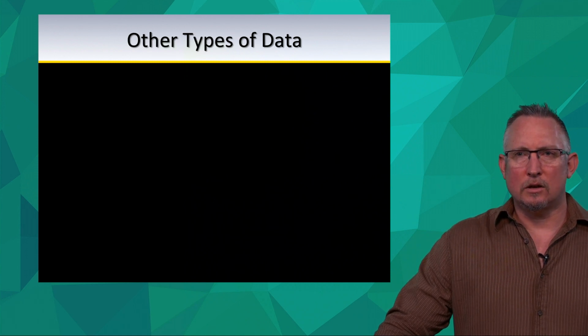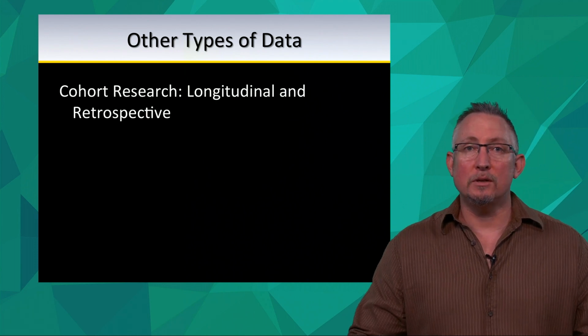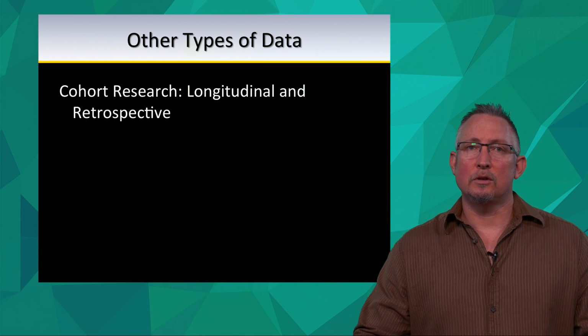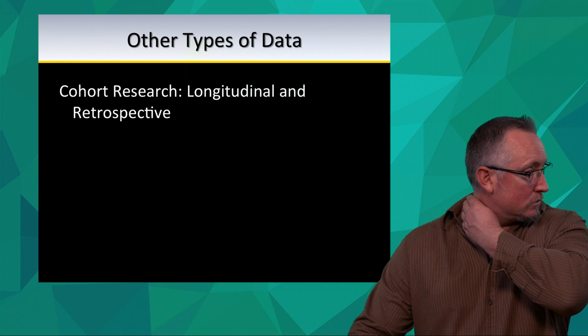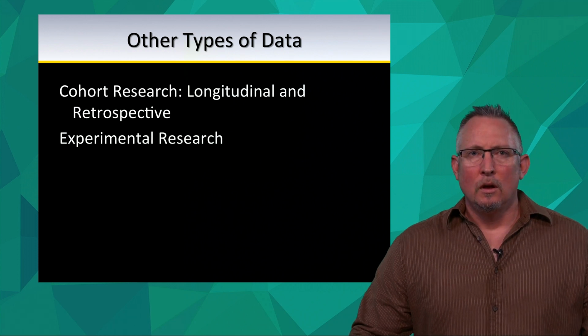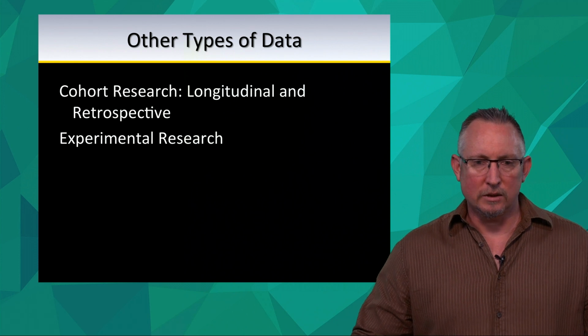Finally, let's talk a little bit about other types of data. We can talk about cohort research. This includes longitudinal and retrospective research. I had already mentioned cohort research in terms of Wolfgang's work. Experimental research, the most famous of this is the Stanford County Prison Experiment.